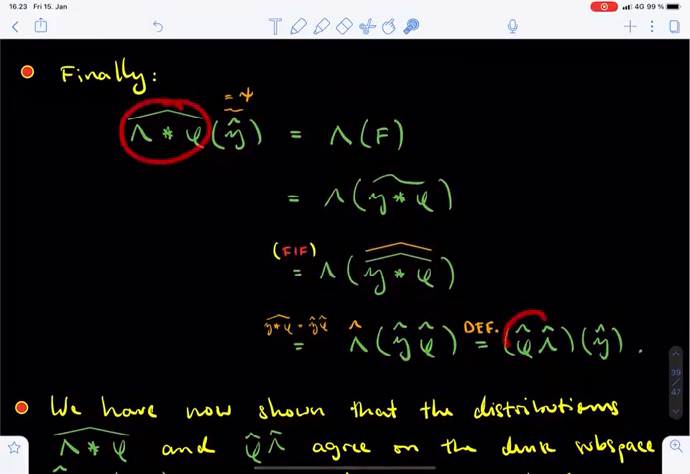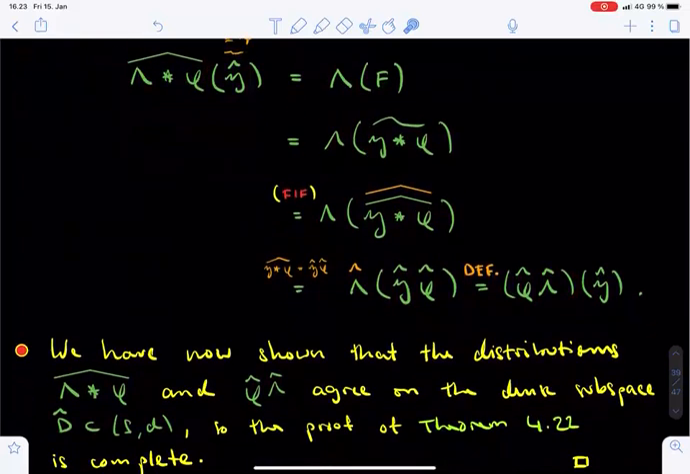Finally, we compare the left and right hand sides of the preceding chain of equations. And this comparison shows that the tempered distributions we were interested in agree on the space hat D, consisting of the Fourier transforms of test functions. Since, as we discussed, this space is dense in S(R^d), the two tempered distributions also agree on all Schwartz functions. This completes the proof of Theorem 4.22.